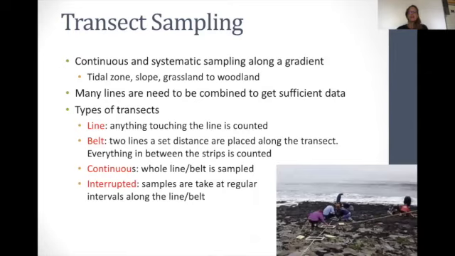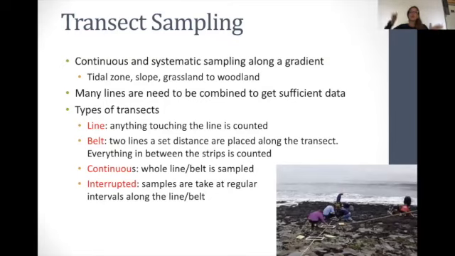Transect, you can have continuous and systematically sampling along a gradient. So you're going to look at like a tidal zone from low tide to high tide, as we go from farmland into a woods. The types of transects you're going to do is a line where you just put like a tape measure along that gradient from low to high tide, and you count anything or record anything that touches that line.